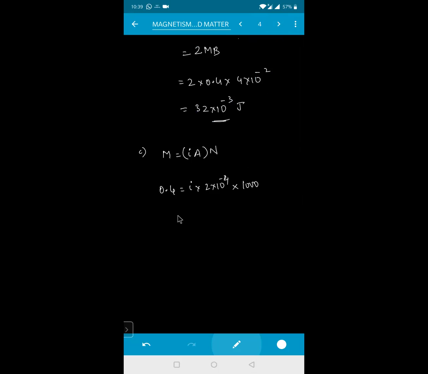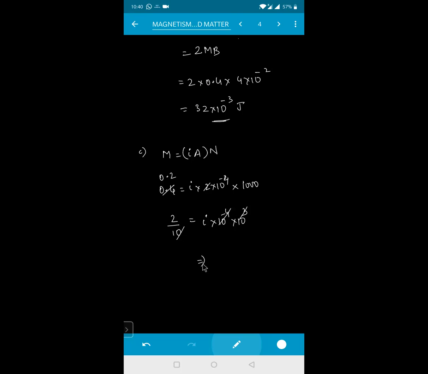So I can calculate the value of the current from this one, to see how much I'm getting. This will be 2 ones, this one is 0.2. That means this will be equal to 2 by 10, which is nothing but 10 to the power of minus 4 into 10 to the power of 3. So this will become equal to 10 to the power of 4.